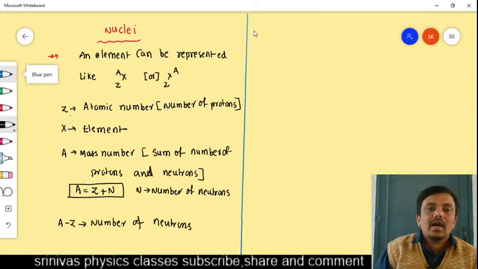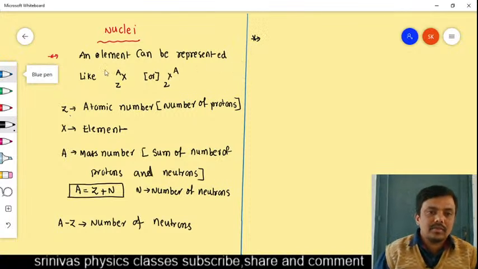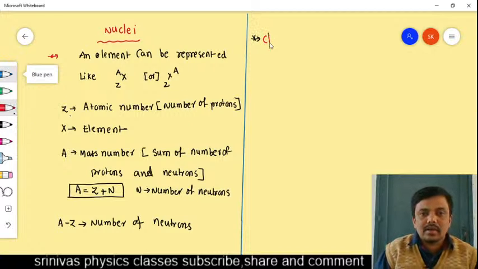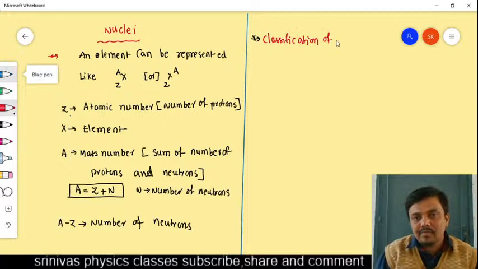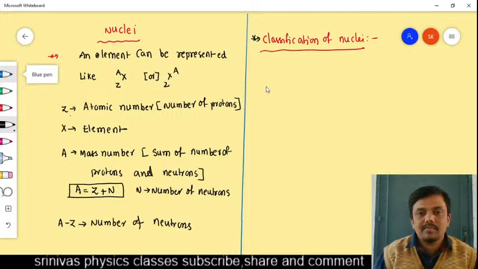The next one: I am going to explain that generally an element can be expressed like this and in what terms it can be indicated. And now I am going to explain the classification of elements, the classification of nuclei. How can we classify the nuclei? For that purpose, we can write like this.